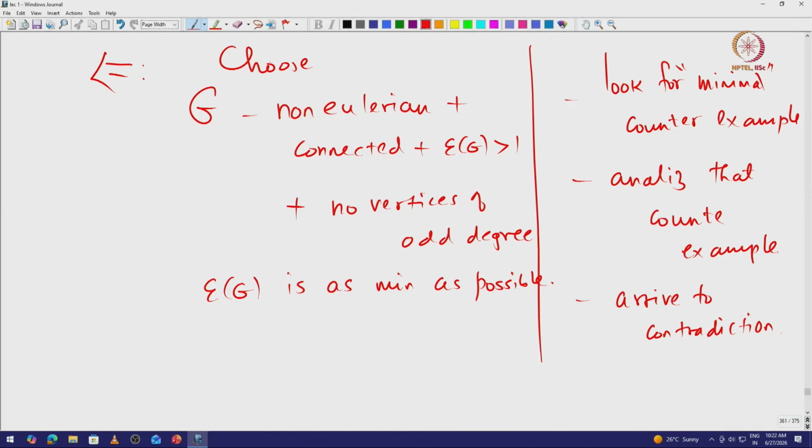Okay. So, one on the number of edges, if we just assume minimality, then we can guarantee that we will be able to choose such a graph. So, now once we have this graph, then we need to actually somehow get a contradiction by analyzing this. Okay. So, how do we do that?